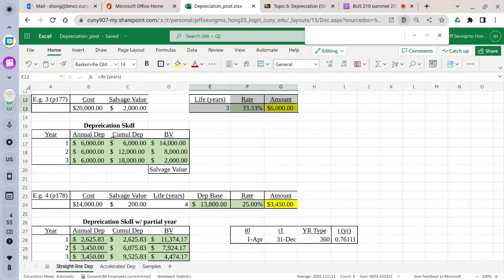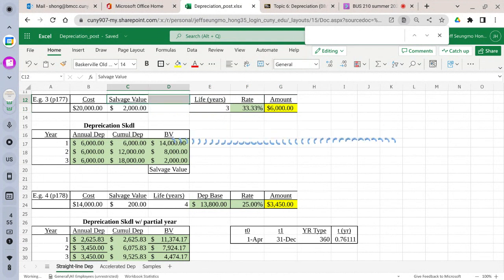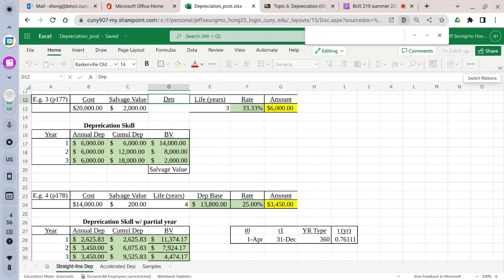I've been showing you all this time. Well, you follow exactly what I do. All you need to do is emulate what I do. For example, sometimes you can put depreciation base here, right? Sometimes. And the depreciation base is, of course, this minus this.